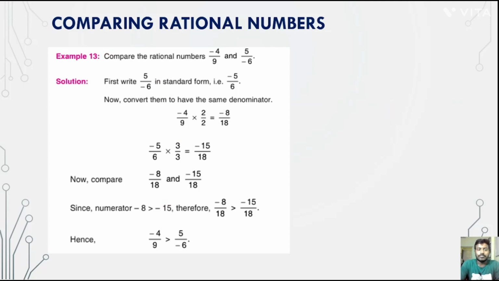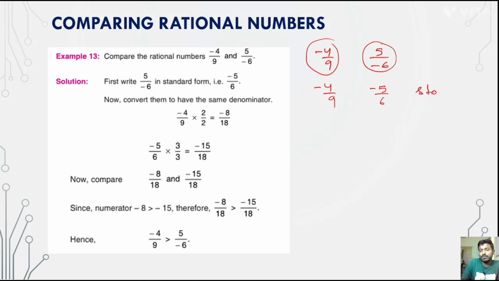Now, comparing the rational numbers. Compare the rational numbers. First is minus 4 by 9. Second is 5 by minus 6. First, convert into standard form. Here it is standard form, but here it is not standard form. So write down minus 4 by 9. Here is minus 5 by 6. This is standard form.